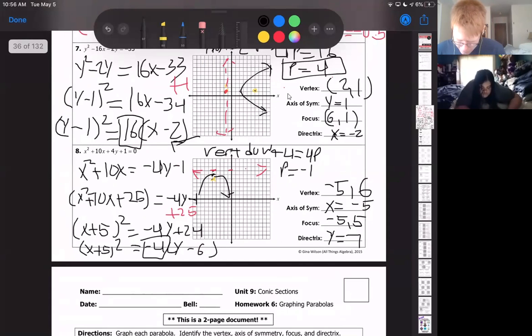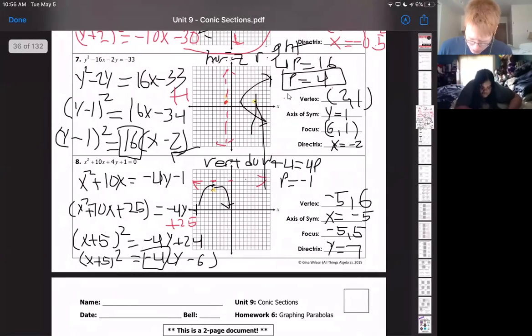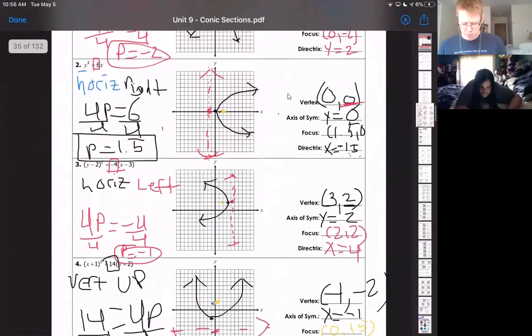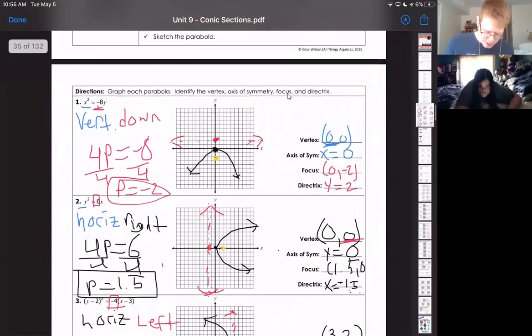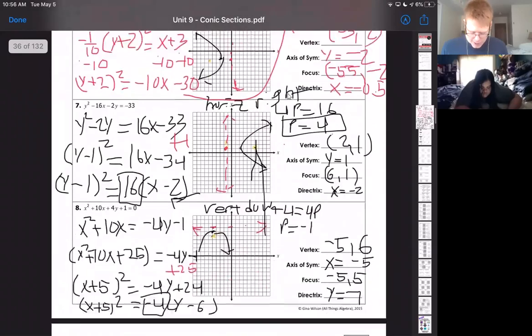Okay, so that's how you graph parabolas. Your homework assignment, which I'm going to post tomorrow, has problems that are going to be given to you in standard form, so you shouldn't have to do what we had to do in problems 5 to 8.